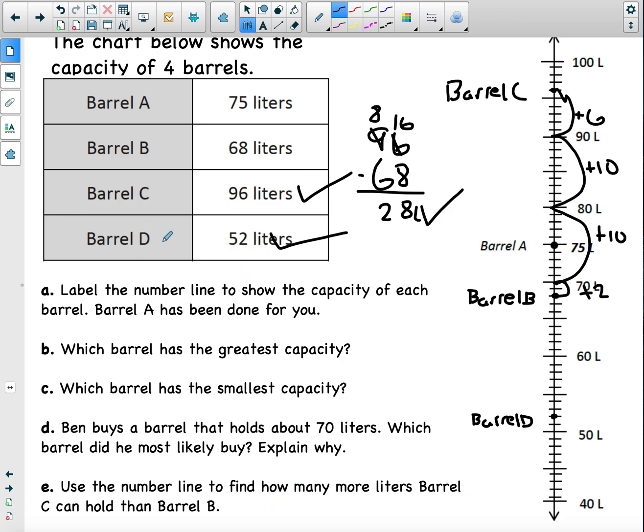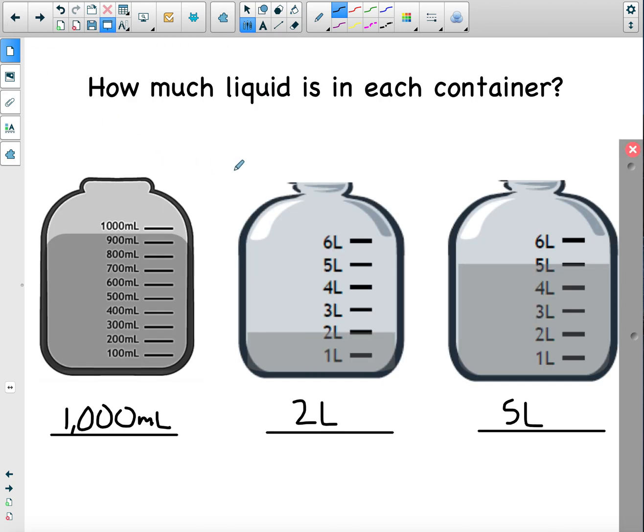In today's problem set, you'll have questions where you'll have to use a number line to answer questions about the capacity or the volume of different containers. And then you also have to determine the measurement, or how much liquid is in the container, similar to these.